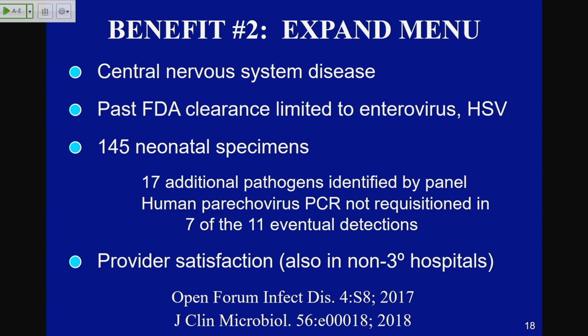So past FDA clearance, and this is a few years back, of course, was limited to enterovirus detection or herpes simplex virus detection. But then you get that panel that I talked about before, and a paper was published regarding 145 neonatal specimens that identified an additional 17 pathogens by the panel. So no-brainer, right? We have more agents on the panel. We have the ability to identify more. And parechovirus was one of those newer agents incorporated on those encephalitis panels that led to higher detection rates.